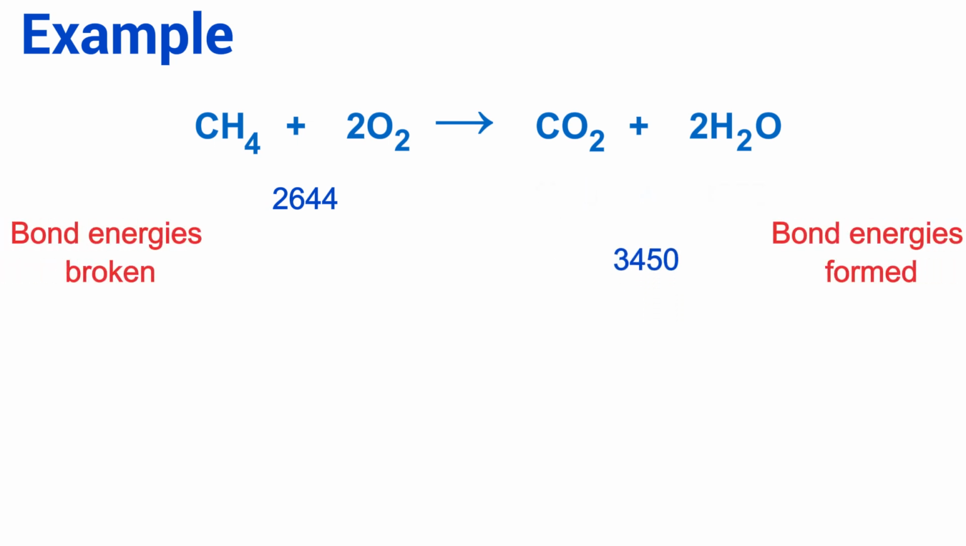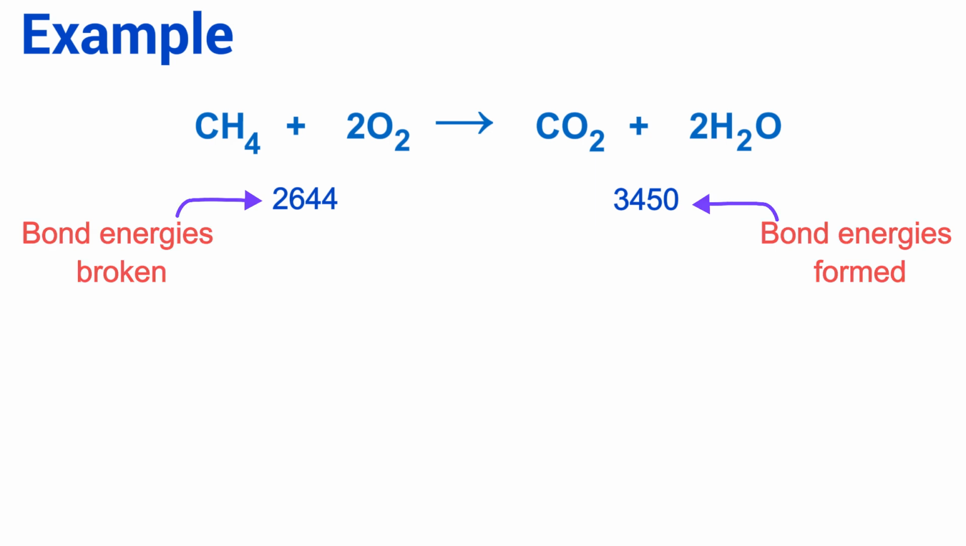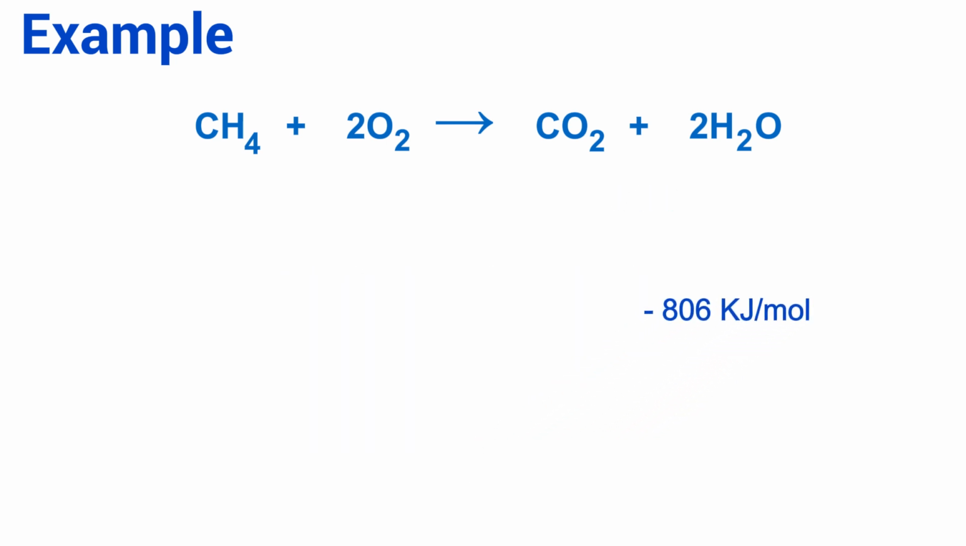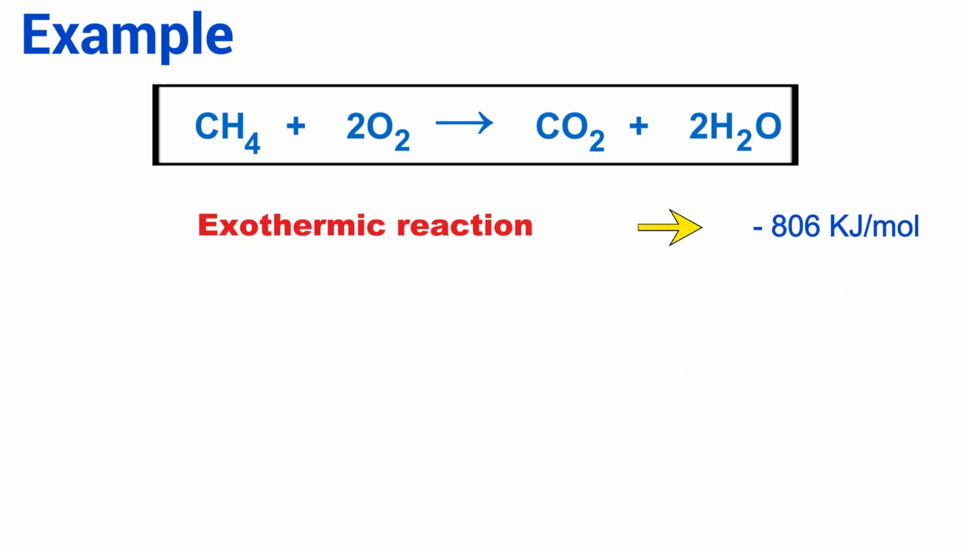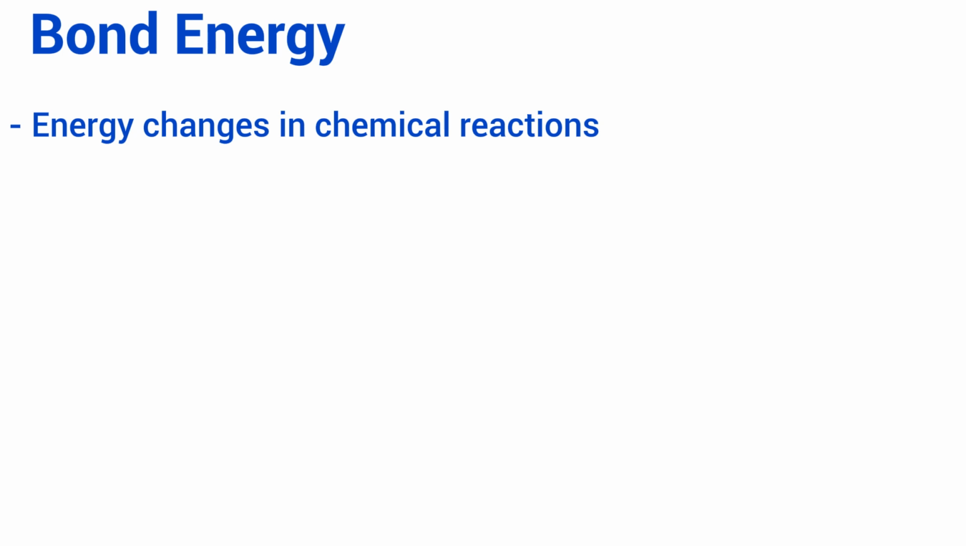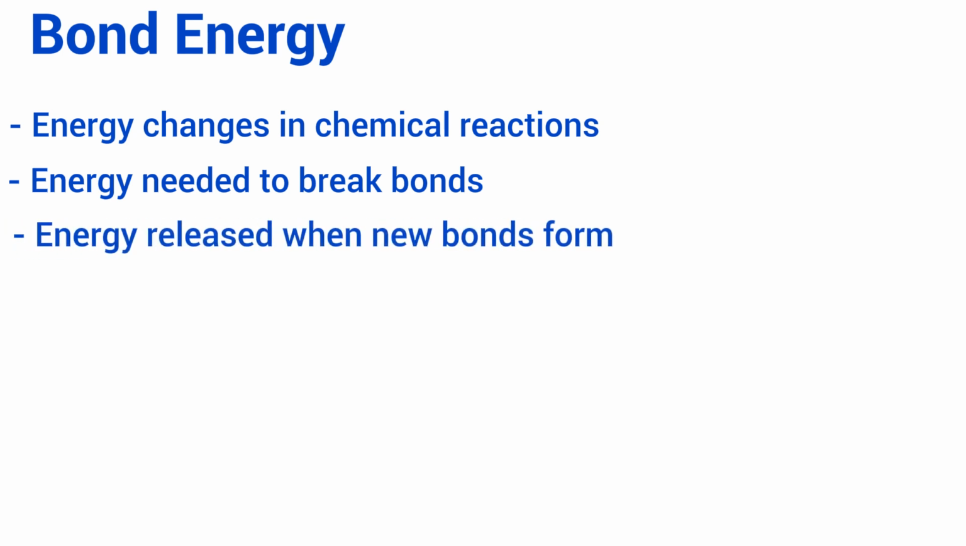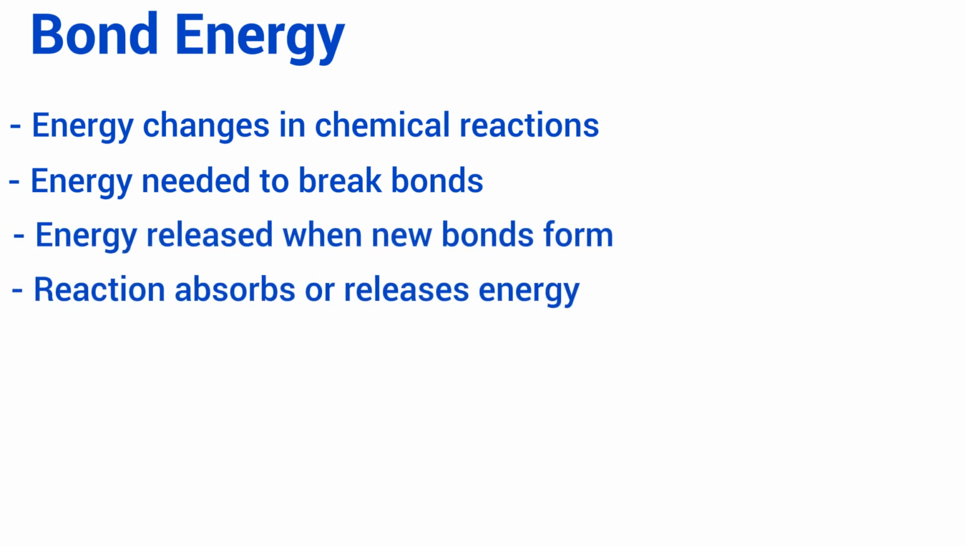per mole. Finally, we find the overall energy change by subtracting the energy needed to break the bonds from the energy released when new bonds are formed, giving us minus 806 kilojoules per mole. Since delta H is negative, this shows that the combustion of methane is an exothermic reaction, releasing 806 kilojoules per mole of energy. Bond energy calculations help us understand the energy changes in chemical reactions. By finding the energy needed to break bonds and the energy released when new bonds form, we can see if a reaction absorbs or releases energy.